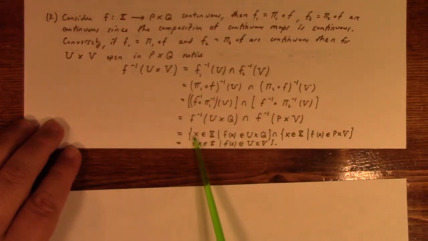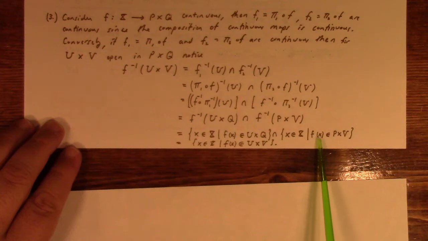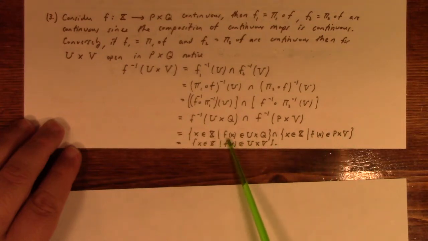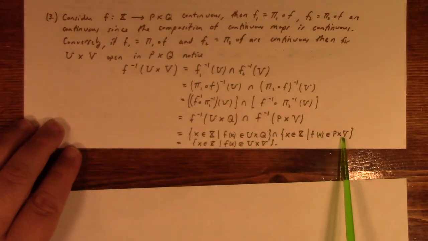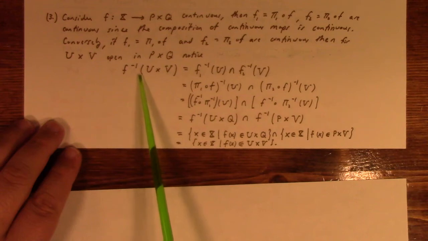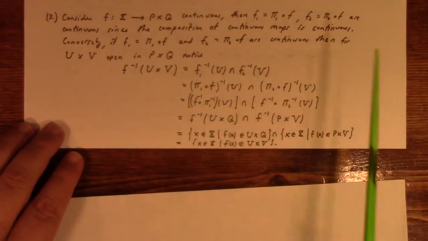So that's x in the domain such that f of x is an element of the Cartesian product of u and q, intersected with x in the domain such that f of x is an element of the Cartesian product of p cross v. But what does that mean? That means f of x is in this and in that, and the only way that can happen is if it's in the Cartesian product of u and v. But this is exactly that. That's the inverse image of u cross v. So that is why this is equal to this.